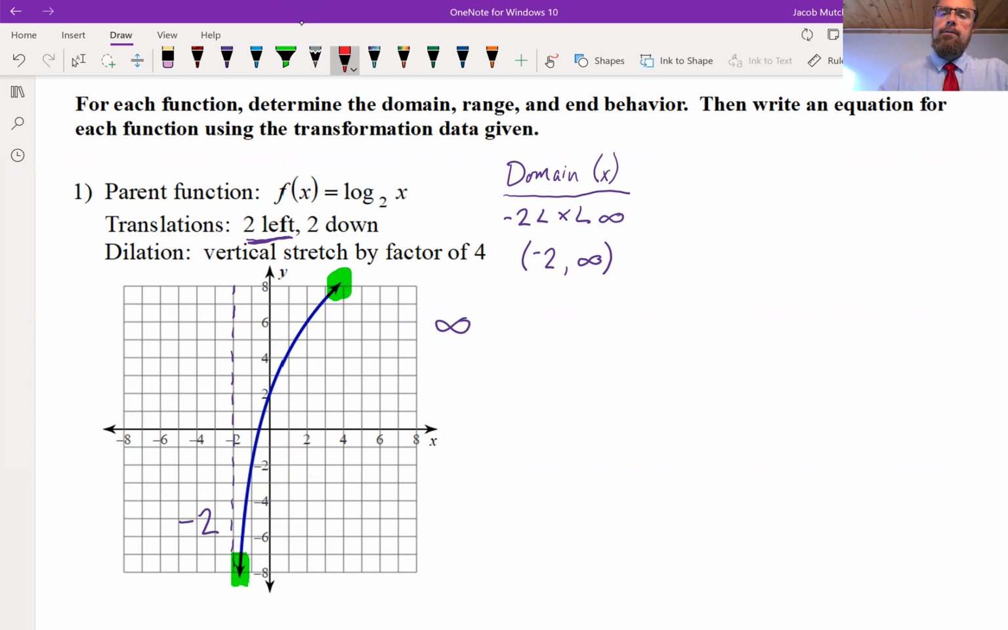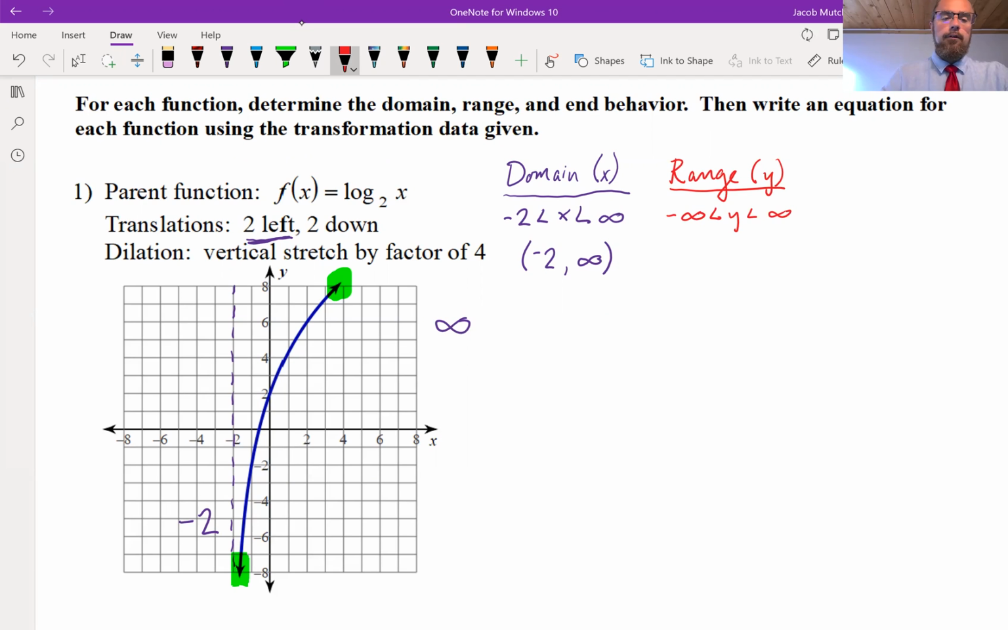For my range, I'm trying to describe the y values. And this is going to be more like the domain of an exponential function. Remember, logs and exponentials are inverses. So if an exponential function has a domain of all real numbers, the range of a logarithmic function should be all real numbers. So I'll go ahead and write -infinity less than y less than infinity.